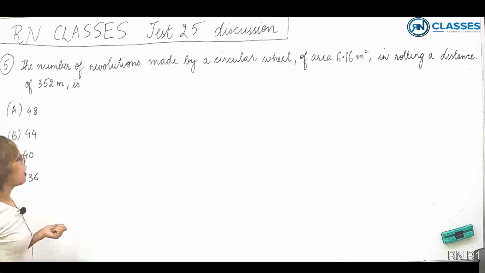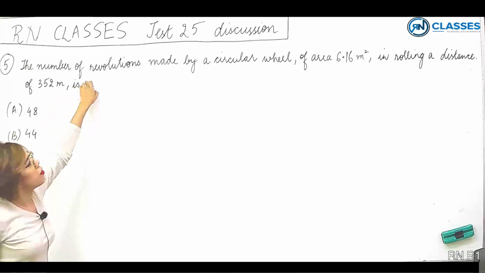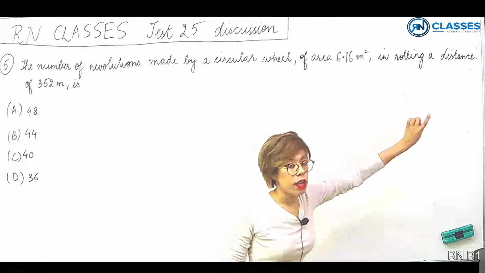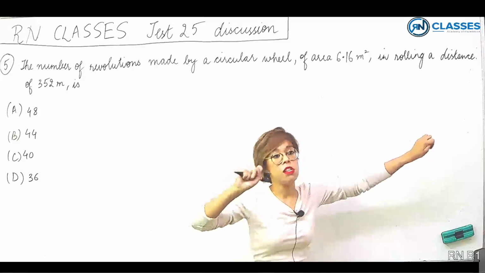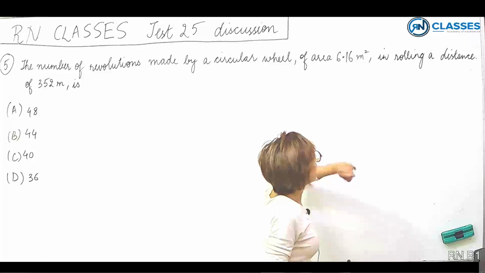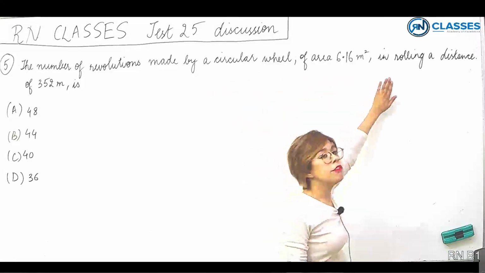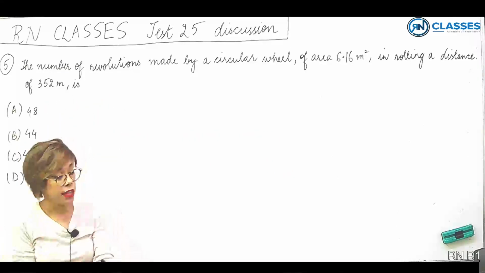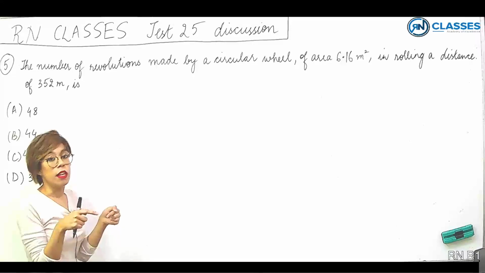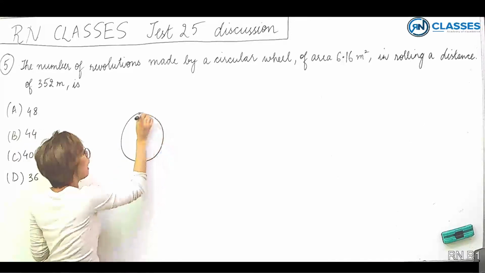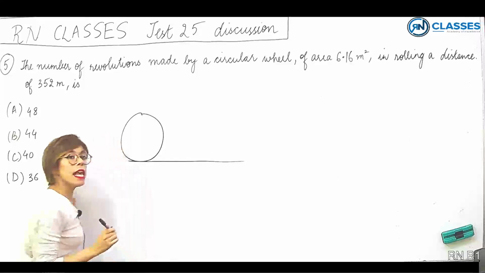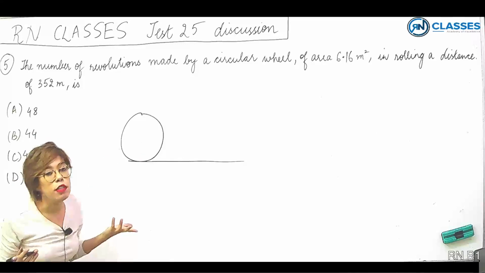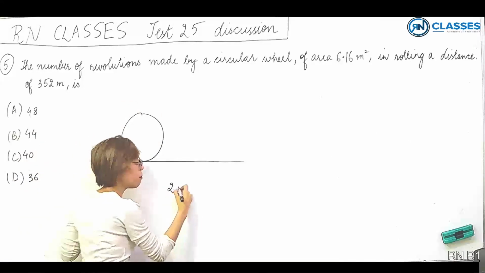So the next one. Now he says the number of revolutions made by a circular wheel of area 6.16 meters square. Now circular wheel as in area is given. That means we can find the radius. Okay. So number of revolutions made by a wheel in rolling a distance of 352 meters is. Right? Okay. So a wheel is rolling now. So suppose this is my wheel and this is my road. Right? Can you tell me in one revolution how much distance will it cover? In one revolution it will cover the distance of 2 pi r.